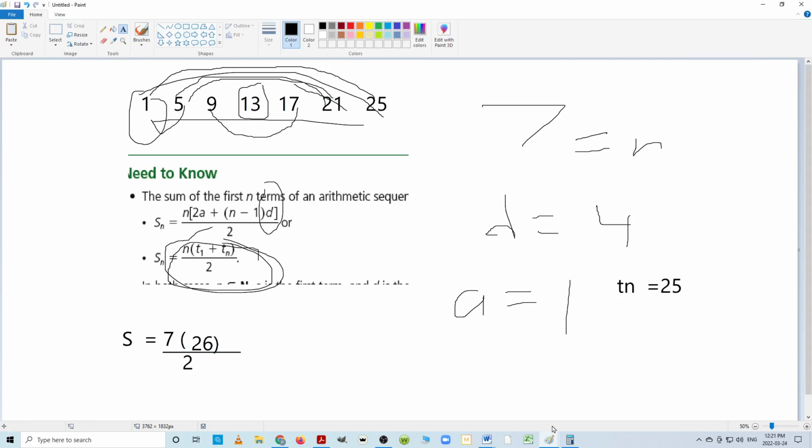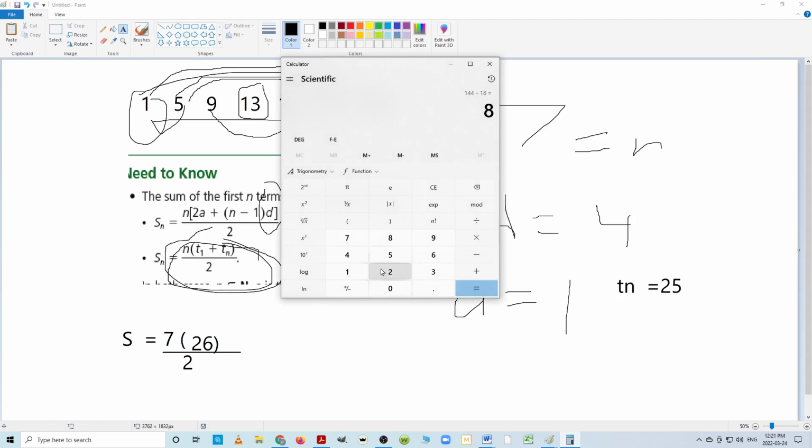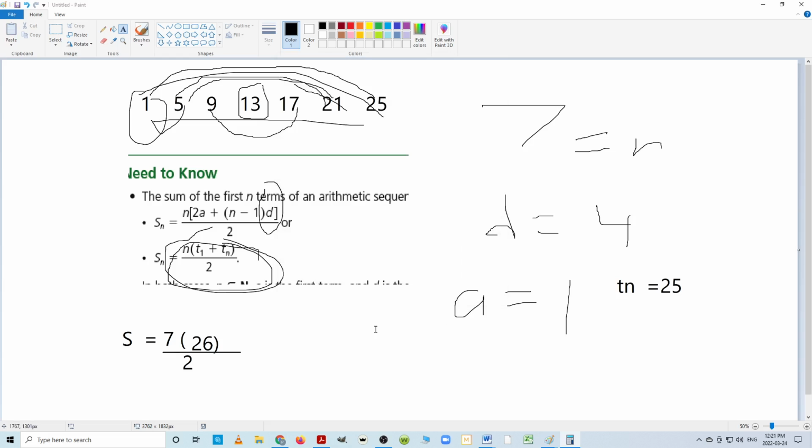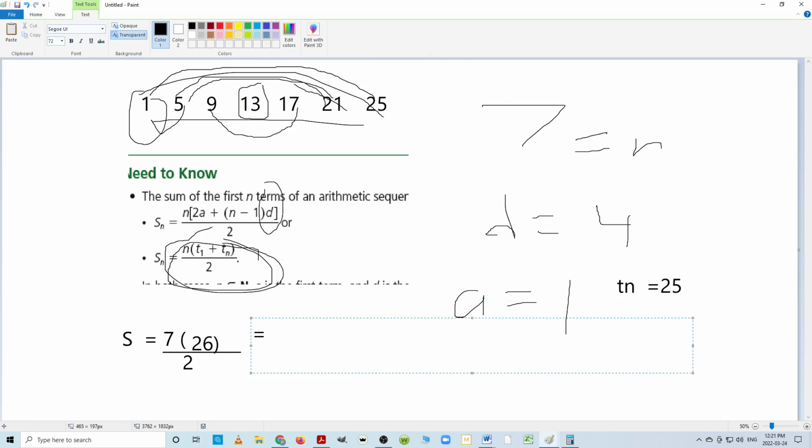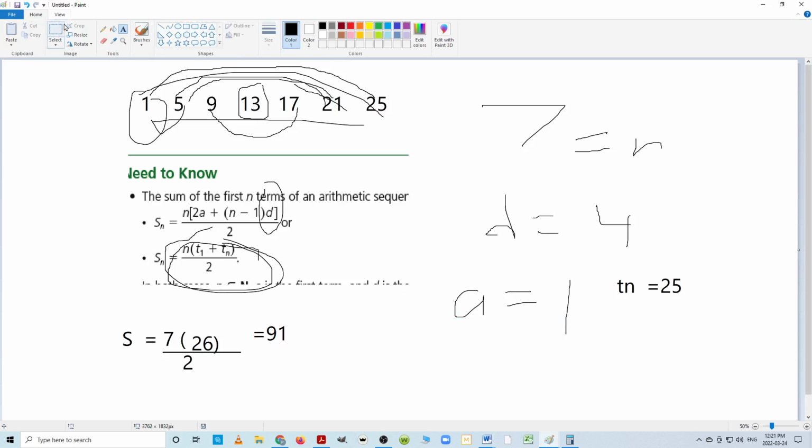Okay, well, 7 times 26 divided by 2. Apparently, if I add up all the numbers up above, it will add up to 91. Let's try the other formula right here.